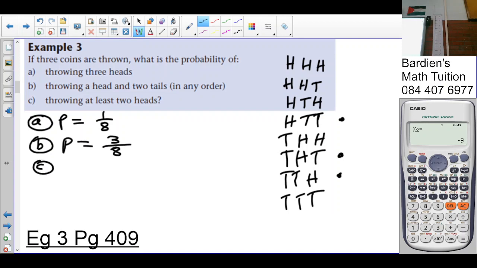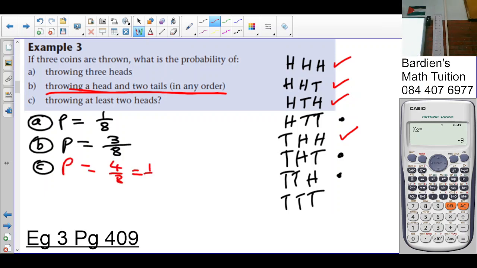C. Throwing at least 2 heads. So, will I consider the first one? Yes. Why? Because it can be 3. Here it said throwing a heads and 2 tails. Can you see that? Here it says at least, so it can be more. Not so? So it can be the second one? Yes. The third one? Yes. The fourth one? No. Fifth one? Yes. So that is going to be 4 out of 8. Right, you guys understand?